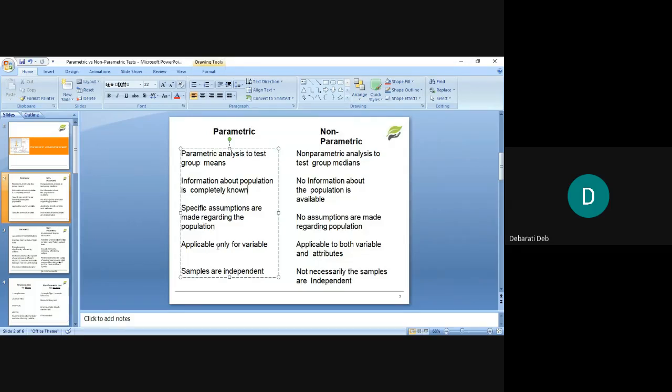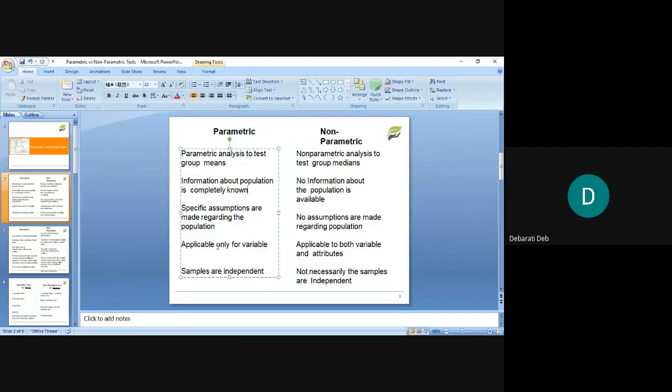Now, in a parametric test, the samples are independent, while in a non-parametric test, the samples are not necessarily independent. What is the meaning of samples being independent? Samples are independent means one sample is not dependent on the other sample. If you're selecting 5 stores in Siliguri which are selling electronic items, then one sample will not be dependent on the other sample. Independently, you will select. Randomly you will select. So one sample will not be dependent on the other sample.